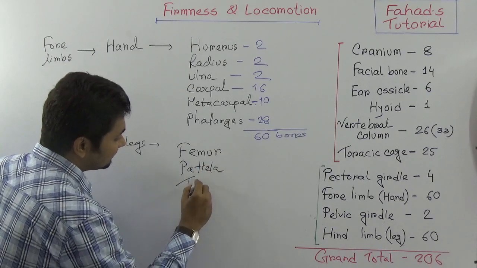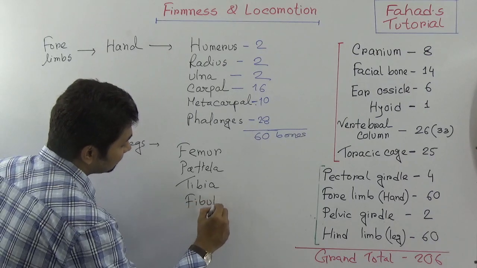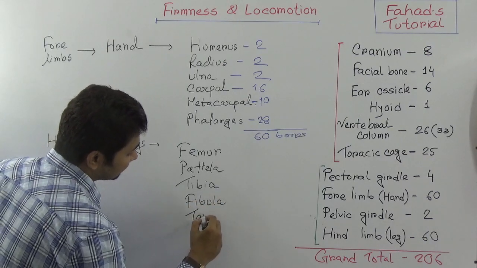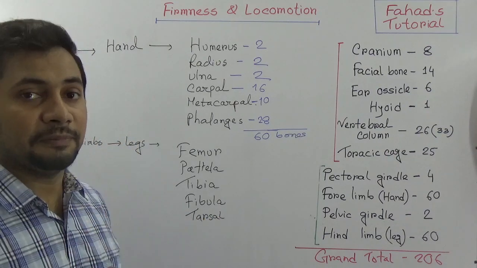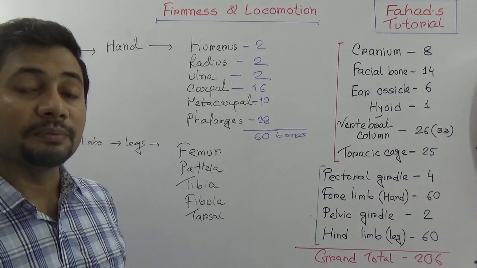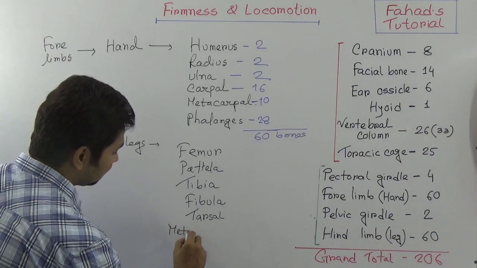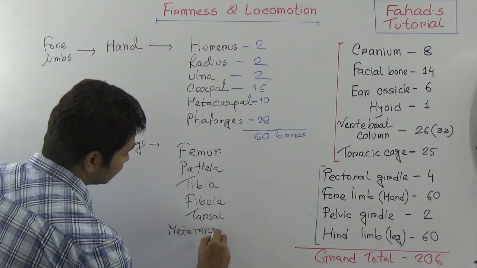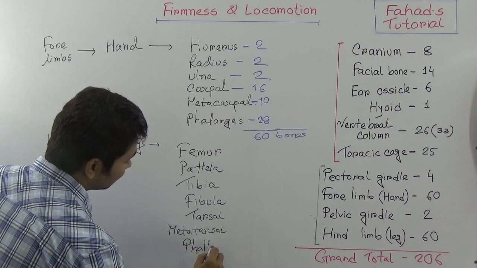Then we have tibia, we have fibula, we have tarsal. In case of our forelimb we say carpal, but in case of hind limb we say tarsal. So similarly this is metatarsal, and at last this is phalanges.